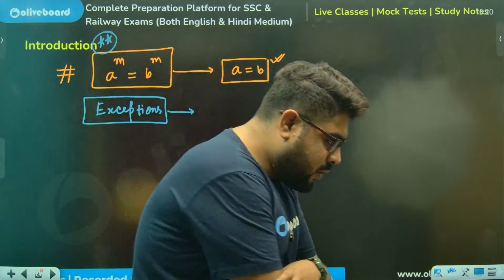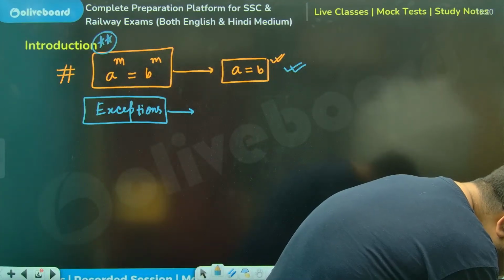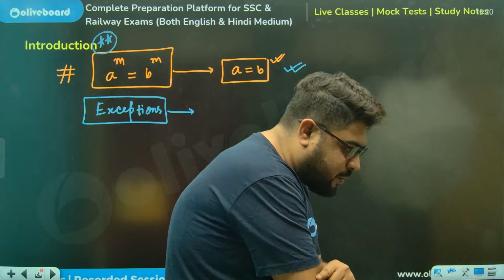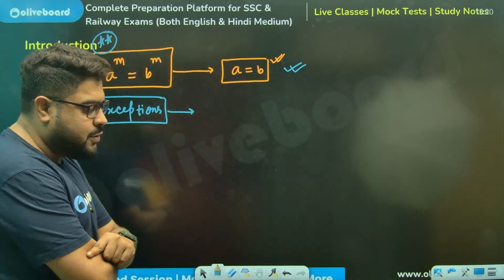1 and 0 I've got from Govind, right? Sai is saying 1 and 0. Jagriti is saying only 0, okay?